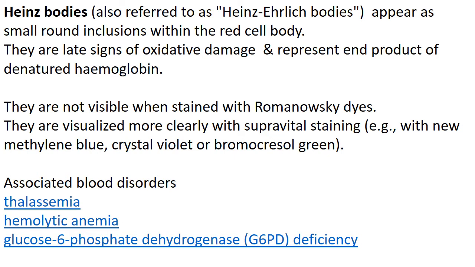Heinz bodies are late signs of oxidative damage and represent an end product of degradation of hemoglobin. They are also referred to as Heinz-Ehrlich bodies, and they appear as small round inclusions within the red cell body. They are late signs of oxidative damage and represent the end product of denatured hemoglobin.